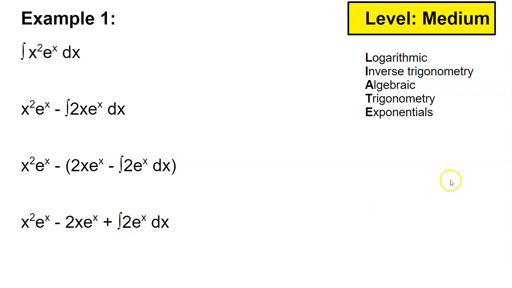So what we get for our final answer is going to be x squared times e to the power of x minus 2x times e to the power of x plus 2e to the power of x plus C. Remember to never forget the constant of integration when you're dealing with these indefinite integrals. Anyway, let's go on to our next example.